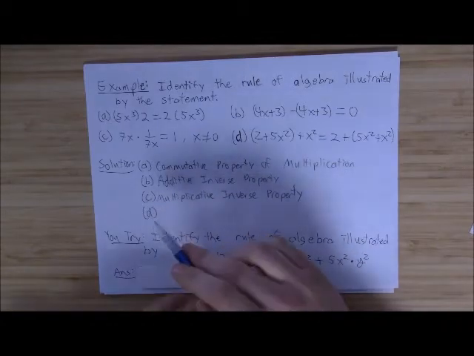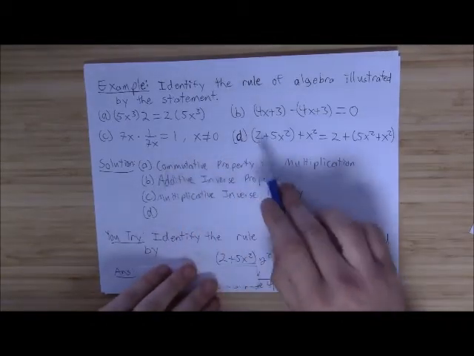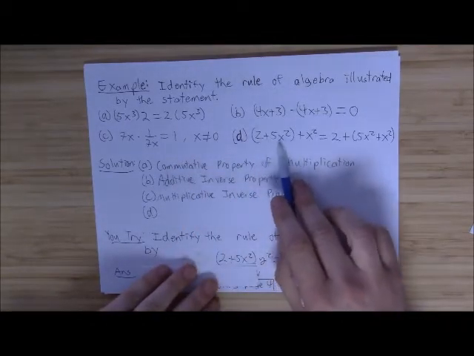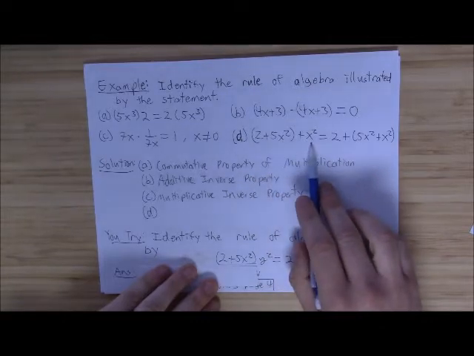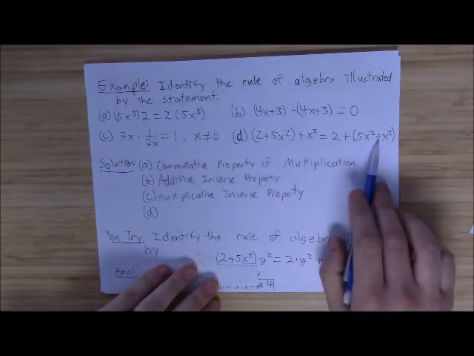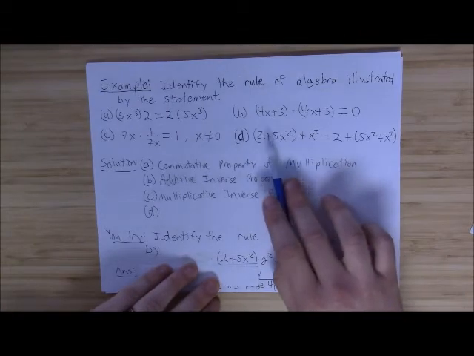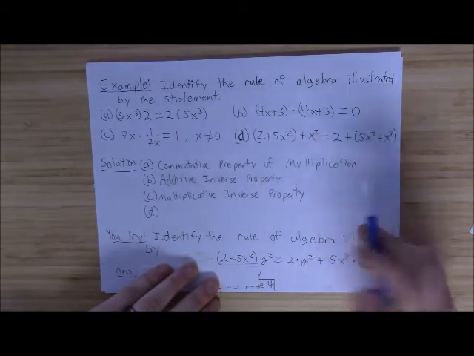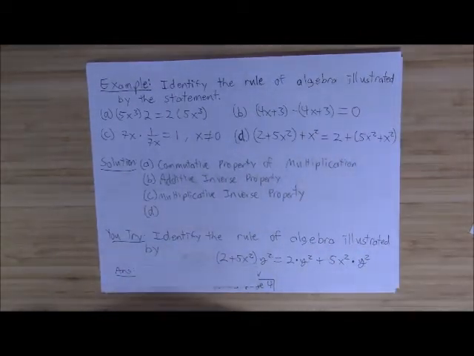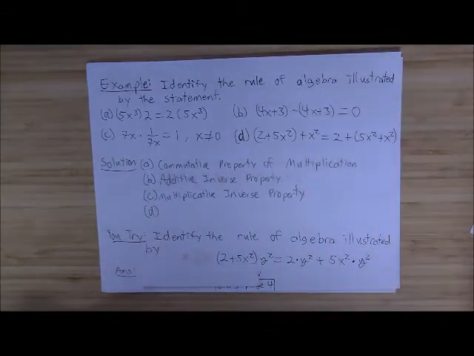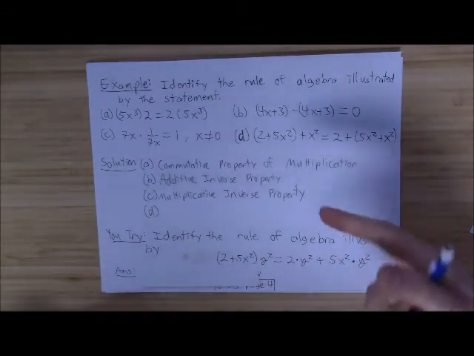So for D, we see that 2 plus 5x squared plus x squared, we're interchanging what order we do the additions, thus we're associating it, and so this would be the associative property of addition.